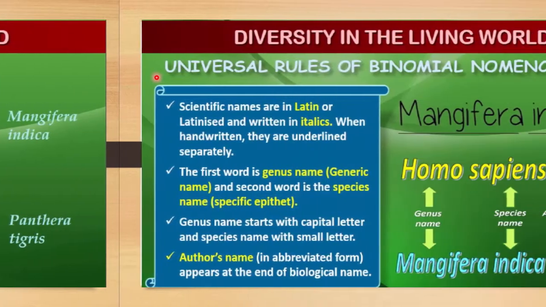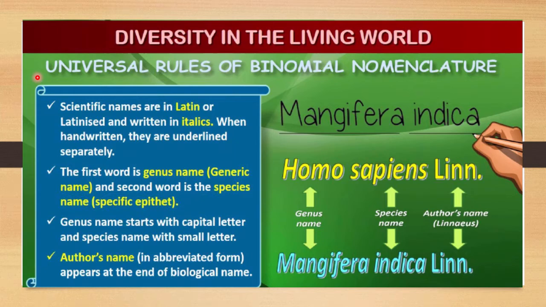Now let me discuss some universal rules of binomial nomenclature. These rules are followed worldwide, so that's why they are universal rules. Whenever any scientist in any corner of the world gives a name to any organism, these rules must be followed. So here you can see the rules. Scientific names are always Latin or Latinized and written in italic form. You know very well what italic form is. You have already typed on the computer. At that time the I button is given in the Word document. So that is italic form.